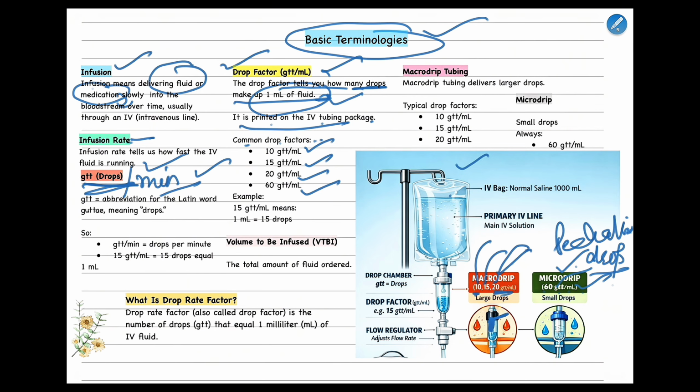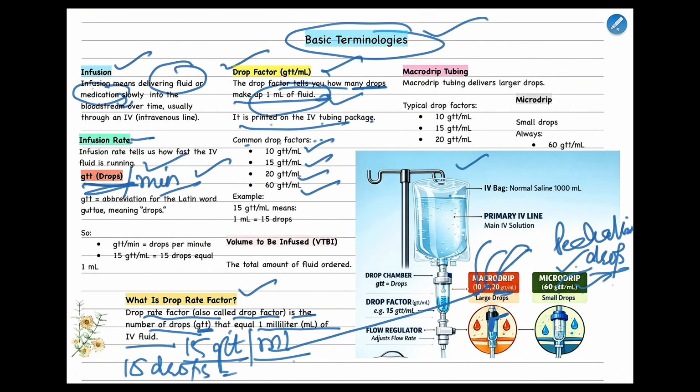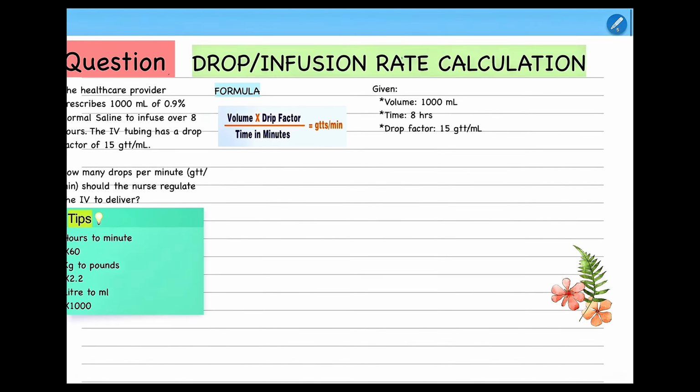And another thing is, what is drop rate factor? Drop rate factor, also called the drop factor, is the number of drops, that is gutte, that equals 1 ml of the IV fluid. So in a macrodrip set, if the drip set says the drop factor is 15 gutte per ml, that means 15 drops are going to make 1 ml. So in this chamber, 15 drops falling into the chamber would make 1 ml. Now that we know the terminology, let's switch to the practice question.